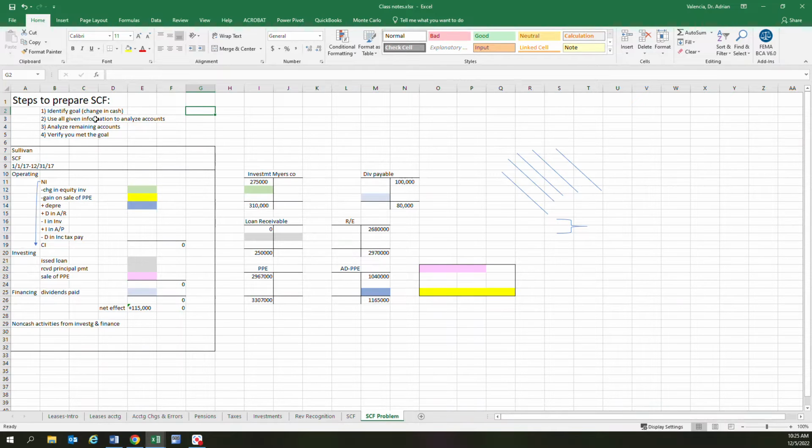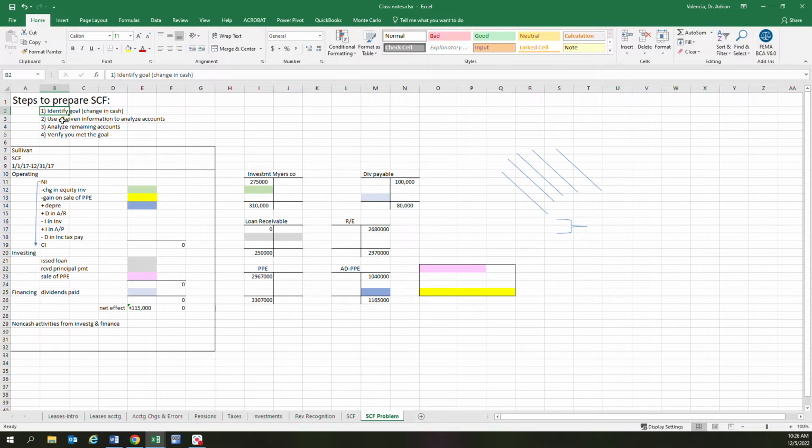And everybody's got perhaps a different approach as to how to start the statement of cash flows, but I'll share with you how I do it and what works for me, and maybe that will help you. So, it could be thought of as a four-step process if you would like to have an approach. The first item that you'll do is identify what your goal is. And of course, with the statement of cash flows, our goal is to explain the change in cash from one period to the other.